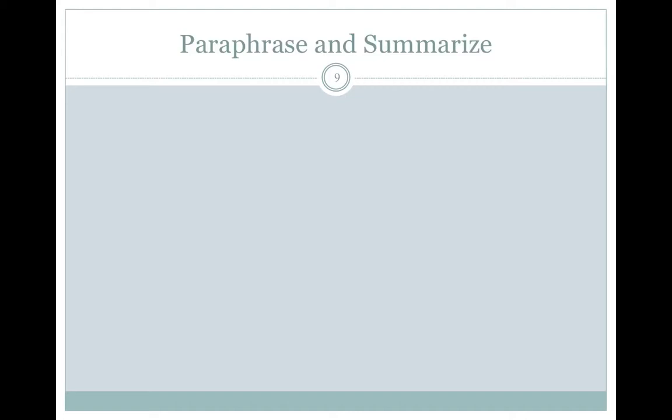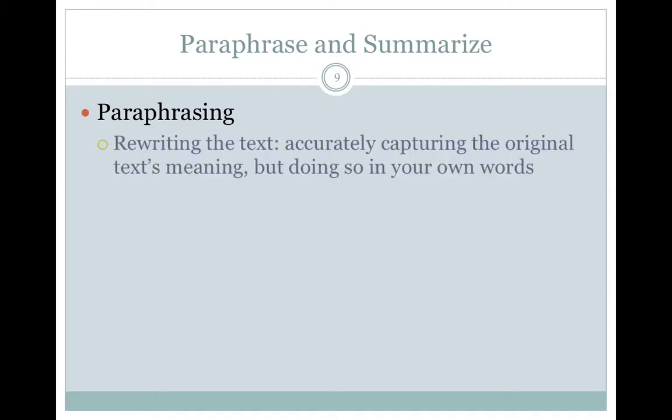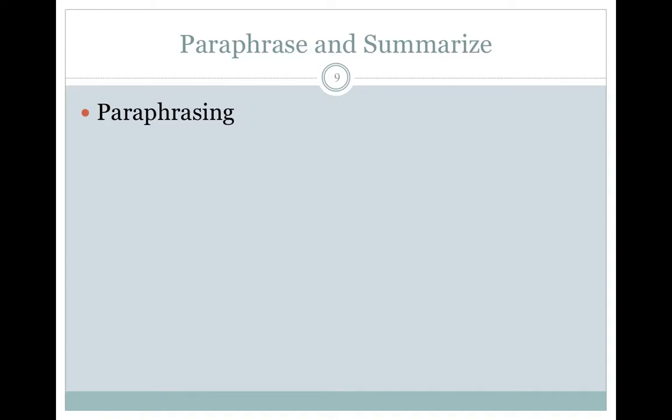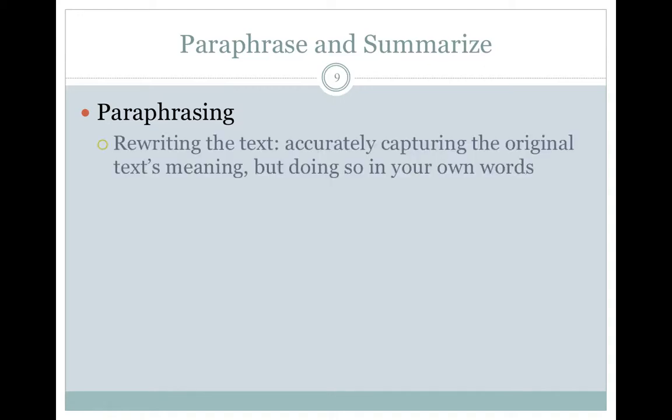I'm going to give you some examples shortly, but just a brief digression. So I want to talk a little bit about paraphrasing and summarizing. These are going to be important tools for you, especially when writing papers, but also in other elements of the course. So here's one way of defining paraphrasing. It's just rewriting the text that you've read. So accurately capturing the original text's meaning, but doing so in your own words. This is a surprisingly tricky skill to really hone and to get down. But it's crucial in writing philosophy papers.